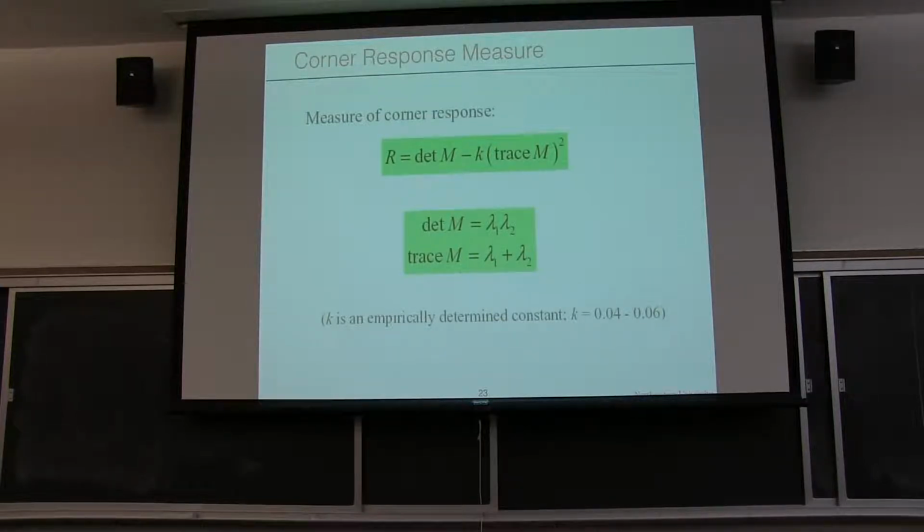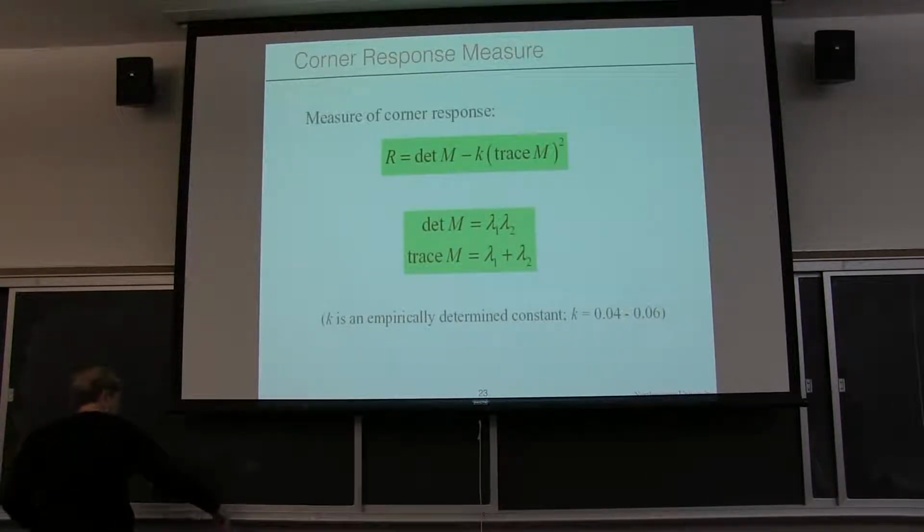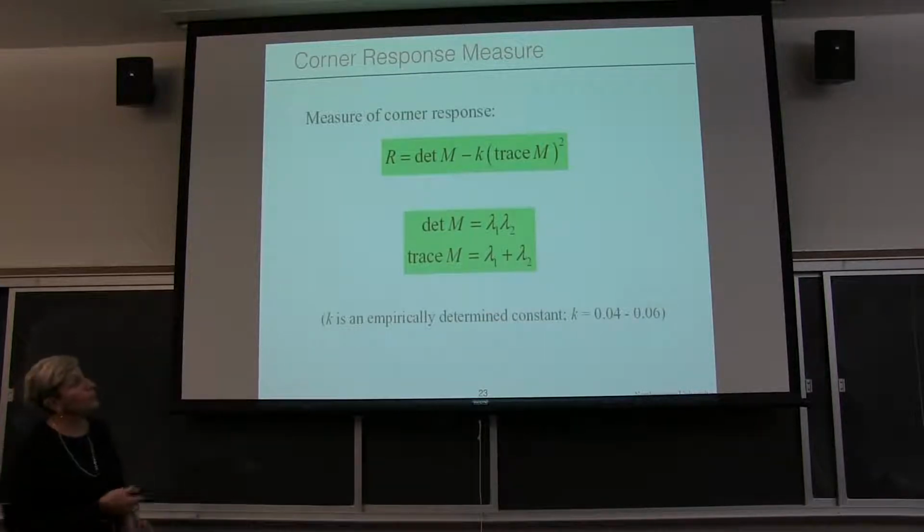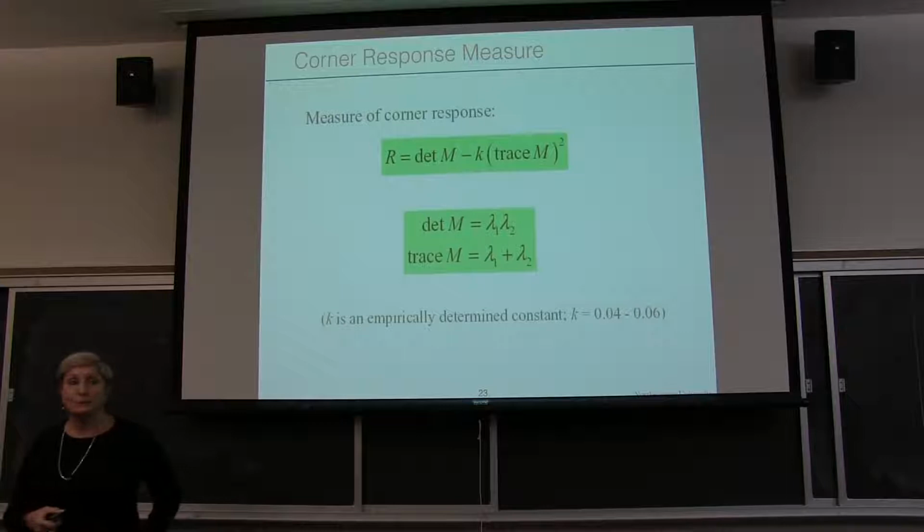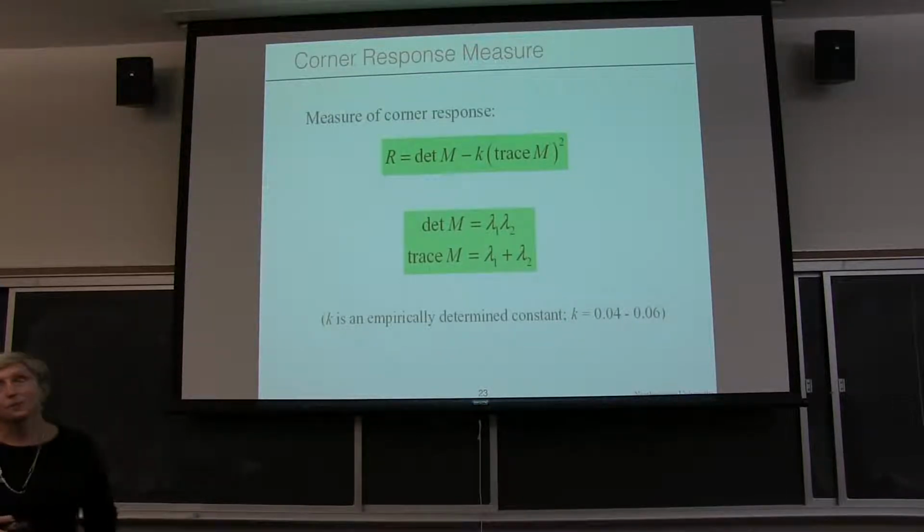So we can look at this R and try to see when that R will indicate that I have a corner or I don't have a corner. Maybe I can do this in a cheaper way than having to find the eigenvalues. Make sense? Yes? So what happens if both lambda 1 and lambda 2 are big? Which is a corner, right? I know that there's a corner if lambda 1 and lambda 2 are large. What happens with this score?